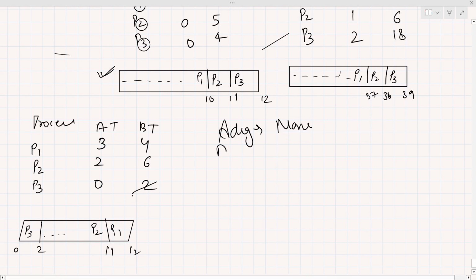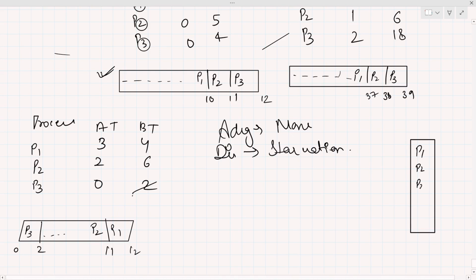And what is the disadvantage? The disadvantages are many, like starvation occurs. If a process has the smallest burst time in a queue, let's say the queue has P1, P2, P3, P4 with burst times 100, 200, 50, and 1. So P4 will starve. Why do I say that? Because all these other processes have a high burst time.